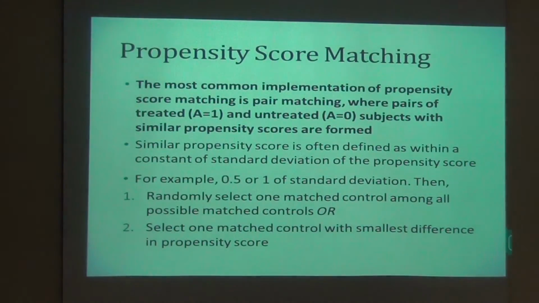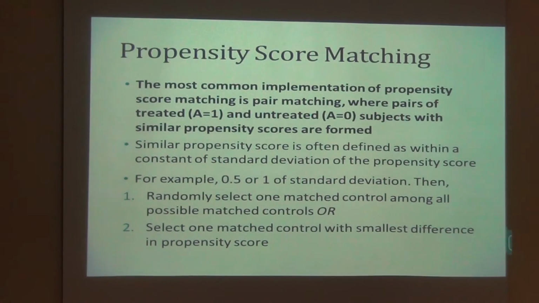Okay. Very good question. So now, the most common method to analyze data using propensity score is called propensity score matching. So I'm going to talk a little bit more. How do we do matching? The most common way is we try to find cases and controls with similar propensity scores. So what does similar mean, right? Commonly used, we choose, for example, half or one standard deviation of the propensity score. You compute the propensity score between 0 and 1, estimate those and find the standard deviation. Then people commonly say half of the standard deviation or one standard deviation, they are quite close.